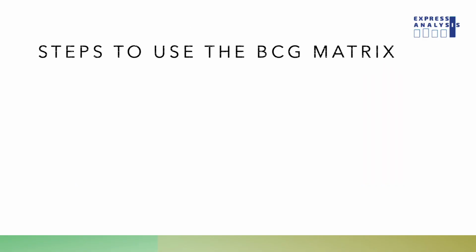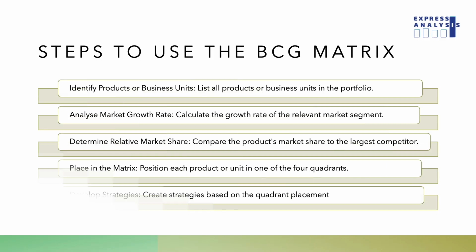Steps to use the BCG matrix. Identify products or business units. List all products or business units in the portfolio. Analyze market growth rate. Calculate the growth rate of the relevant market segment. Determine relative market share. Compare the product's market share to the largest competitor. Place in the matrix. Position each product or unit in one of the 4 quadrants. Develop strategies. Create strategies based on the quadrant placement: invest, maintain, harvest, or divest.